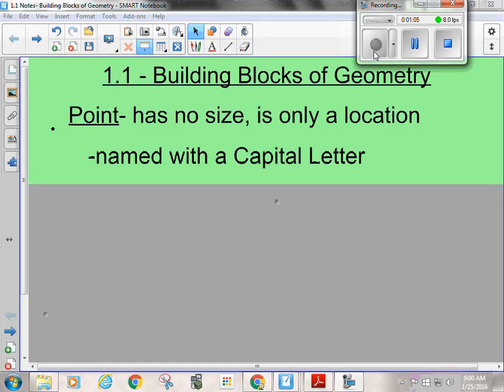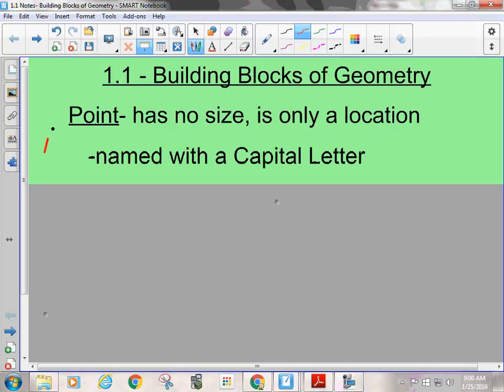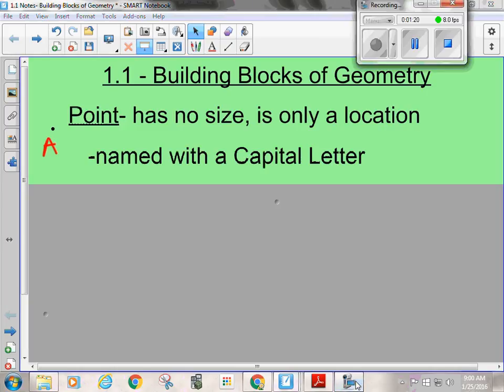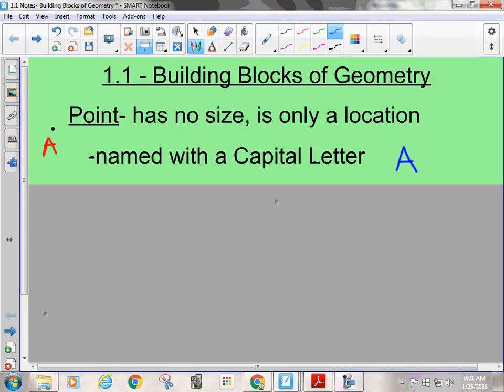So first one is a point. It has no size. It's only a location, and we name it with a capital letter. So for example, we have a point here, and I'm going to name it A. And then when you go ahead to write it, for an example, in a problem or something, you just write the letter. Notice that I didn't put a point in front of it or behind it. It's just that capital letter.